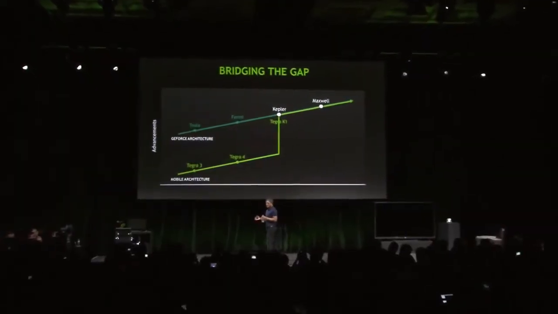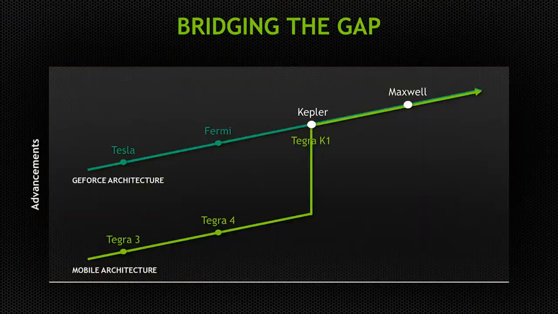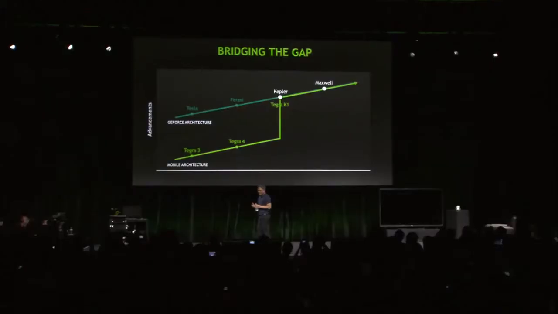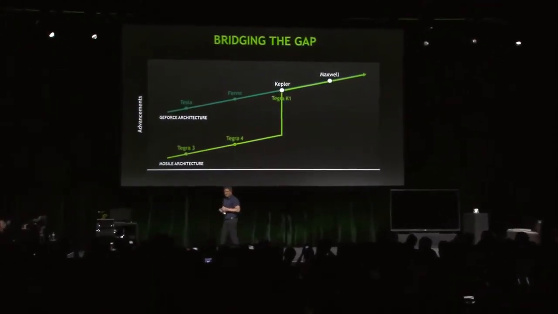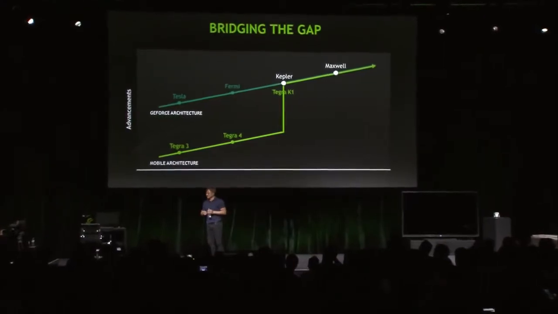So we're really, really excited today that with Tegra, we've bridged the gap. We've brought mobile computing to the same level as desktop computing. We've brought mobile computing to the same level as supercomputing. We've brought the heart of GeForce and the soul of Tesla to the Tegra family. We've brought the heart of GeForce and the soul of Tesla to mobile computing. And we're really excited about that.